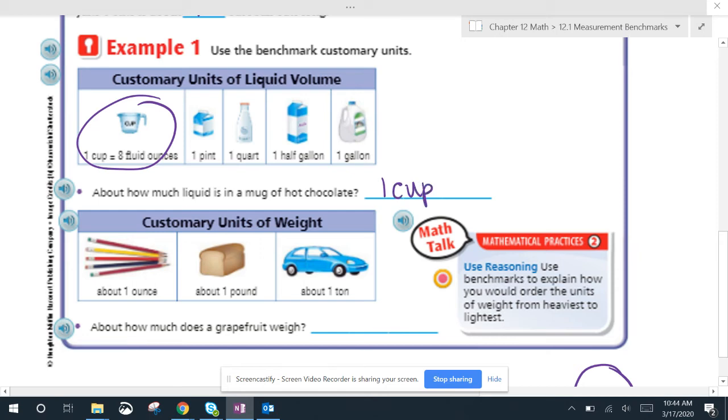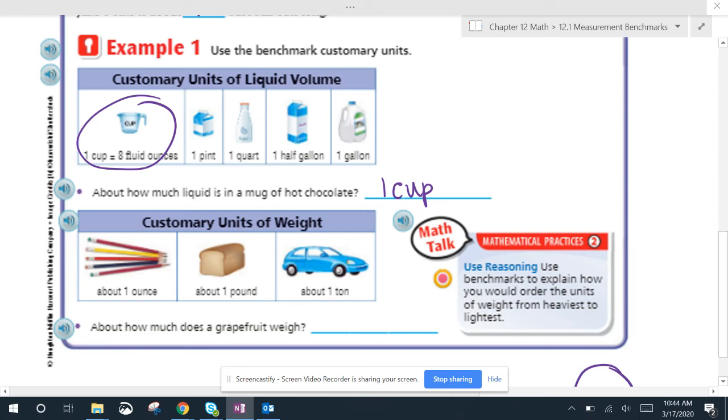Okay, last example. This is customary units of weight. So this is how much something weighs. A pencil weighs about 1 ounce. A loaf of bread weighs about 1 pound, and a car, just your average car, weighs about 1 ton. So how much does a grapefruit weigh? Where would we want to look? I'm probably going to look at ounces because it's not quite a pound.